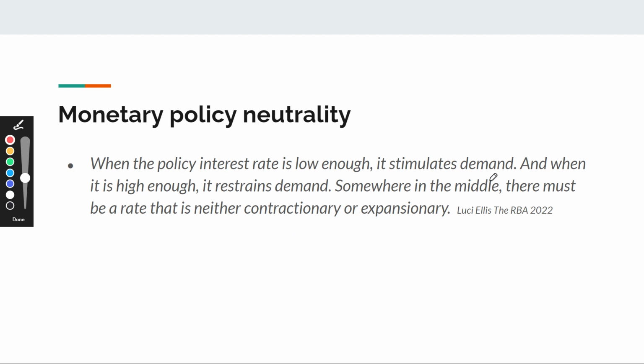Somewhere in the middle, there must be a rate that is neither contractionary or expansionary, or in other words, has no impact on aggregate demand. Aggregate demand equals exactly the same. I don't know how to write that. So, what's she talking about? This rate in the middle is called the neutral rate of interest. It's a rate of interest that is neither expansionary or contractionary.